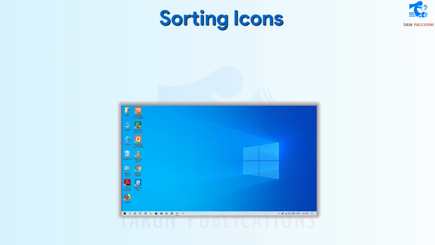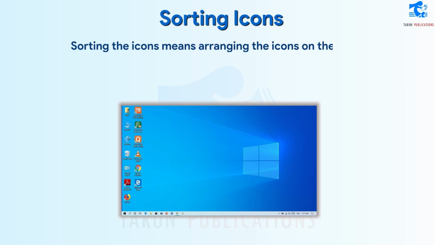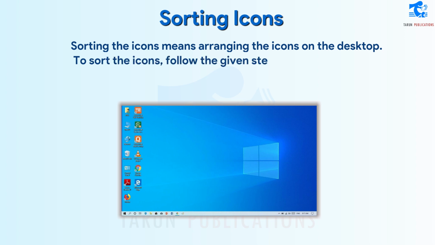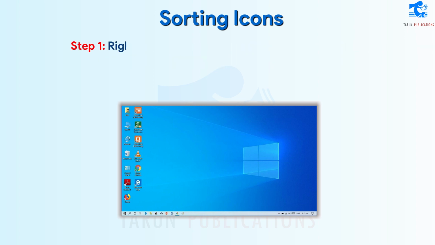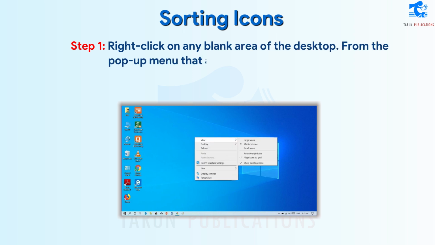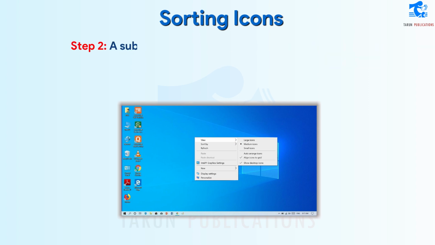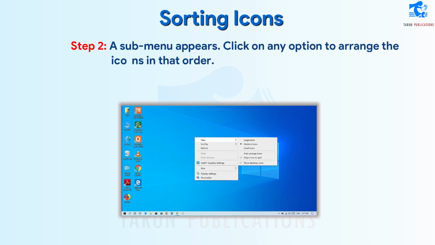Sorting icons. Sorting the icons means arranging the icons on the desktop. To sort the icons, follow the given steps. Step 1, right-click on any blank area of the desktop. From the pop-up menu that appears, click on Sort by Options. Step 2, a submenu appears. Click on any option to arrange the icons in that order.